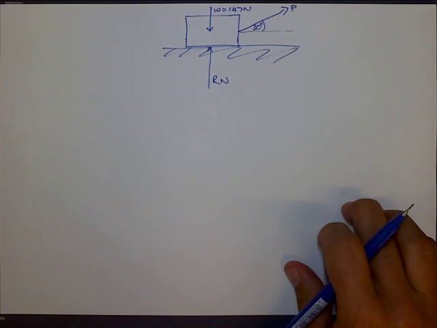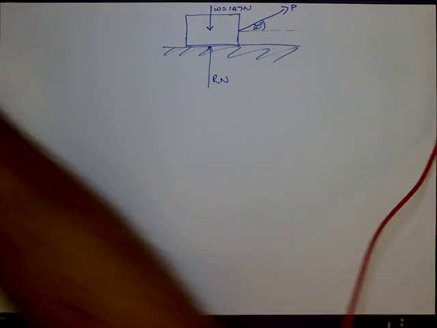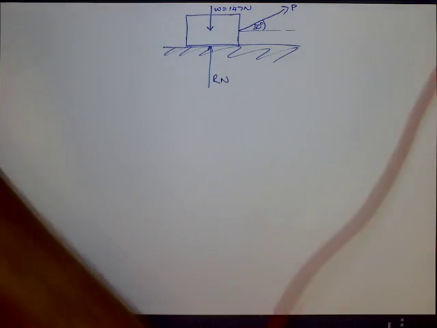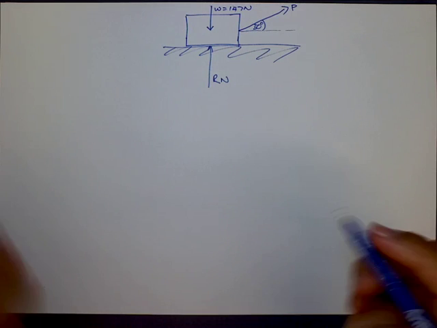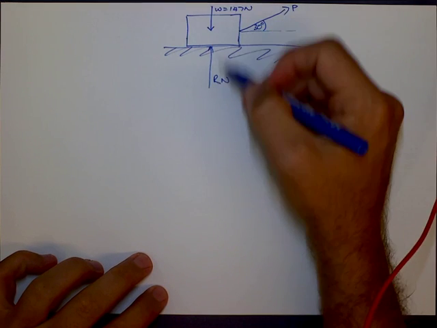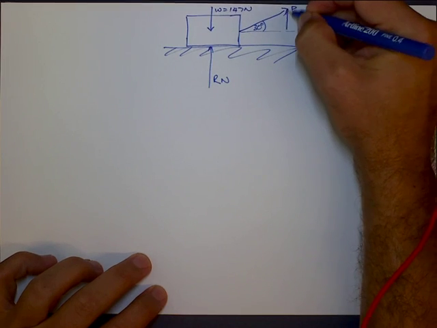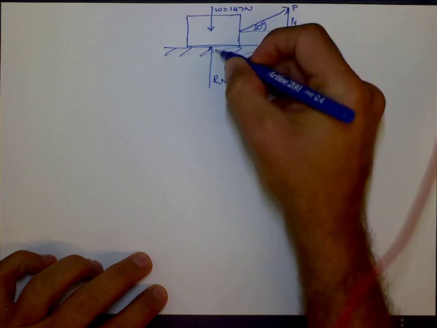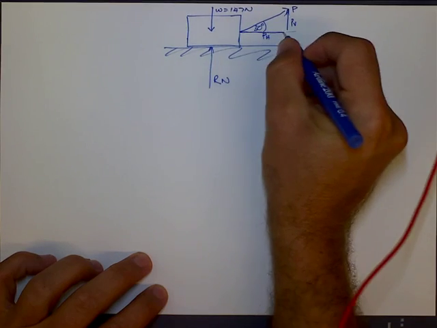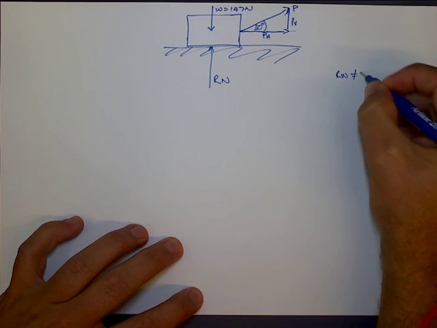So I'm going to give you a quick example. Here's an object. It weighs 147 newtons, and by the way, this comes from the Copeland text, Engineering Studies Definitive Guide, example 2.2. Looking at this problem, we can't say that the reaction force is equal to 147, because the vertical part of P, or P vertical, is actually lifting up some of the box, and P horizontal is the amount that's actually pulling the box along that surface. And so reaction force in this example is not equal to our weight.